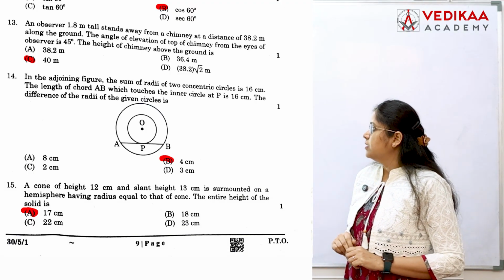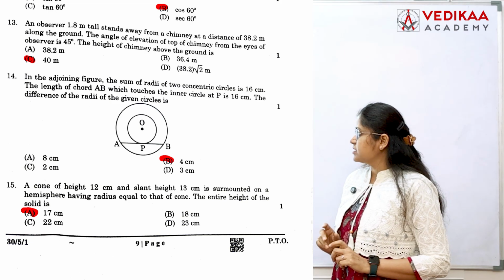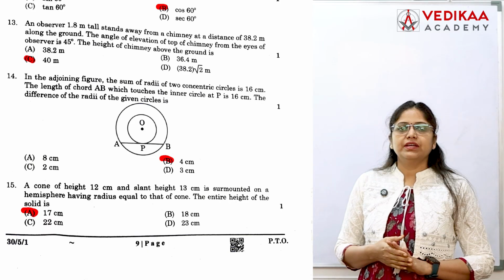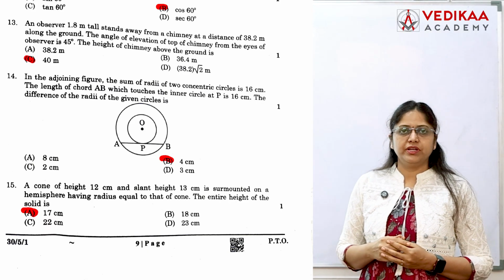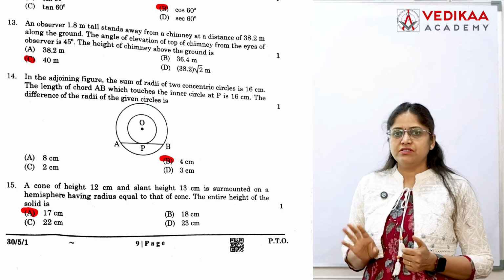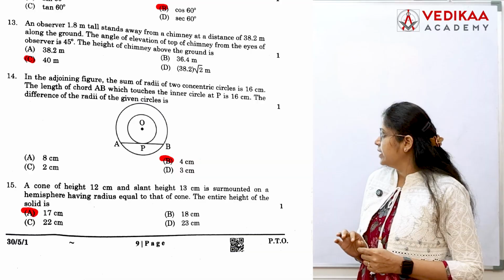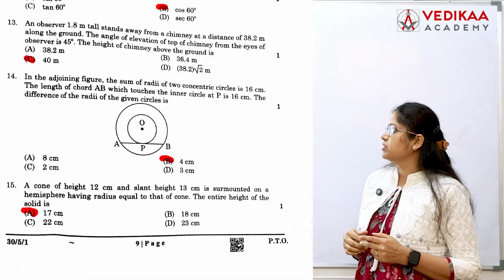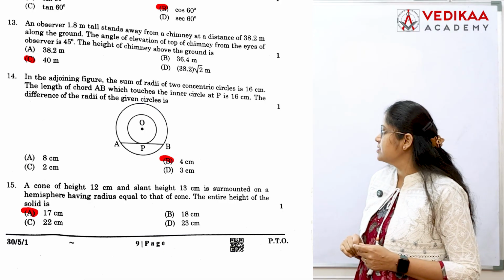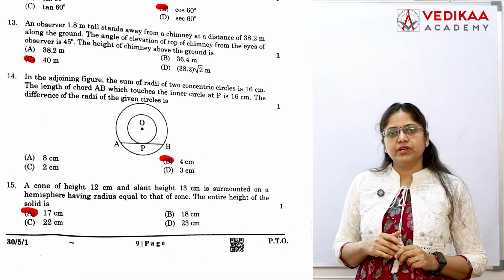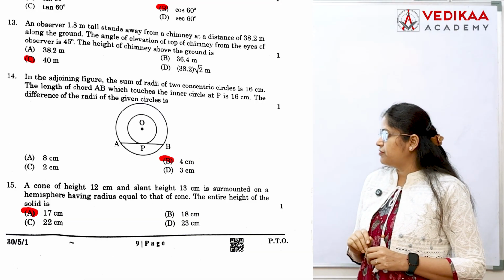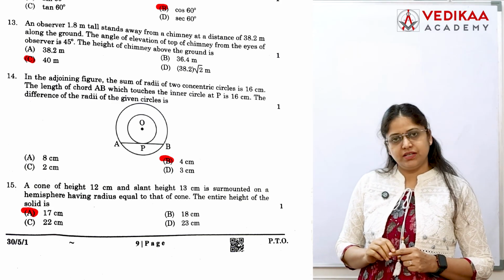Next one, a cone is given to you, height is given, and slant height is given. From the height and slant height, we know the Pythagorean triplet 5, 12 and 13, so the third side is obviously 5 centimeter. Then that particular cone is surmounted on a hemisphere, so the radius of the hemisphere is equal to 5 centimeter. So the entire height of the solid is coming out to be 12 plus 5 centimeter, which is nothing but 17. So question number 15, correct option is A, 17 centimeter.